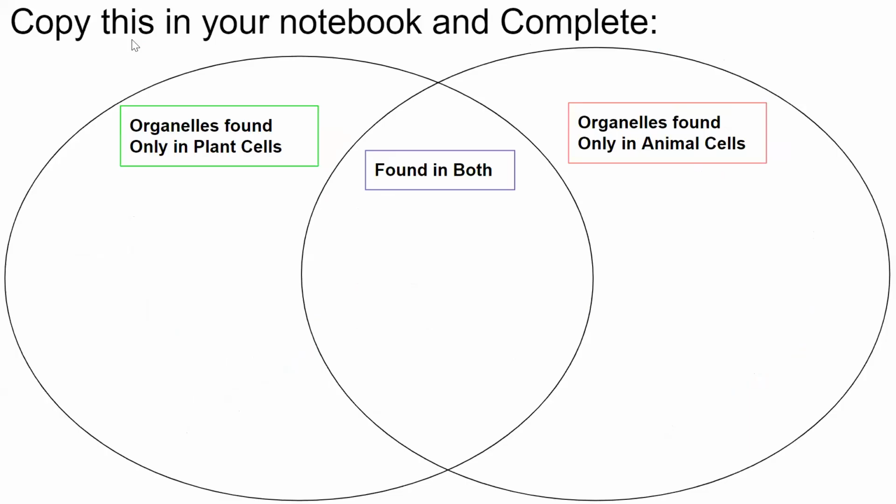What I want you to do next is copy this Venn diagram style note taking in your notebook and list down all the organelles that are only found in plant cells, all organelles that are only found in animal cells, and organelles which are commonly found in both cells in this format.